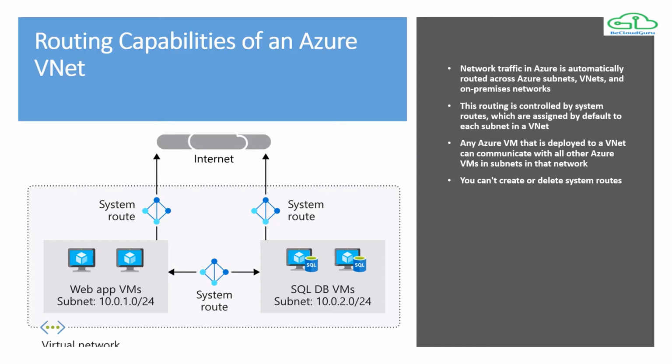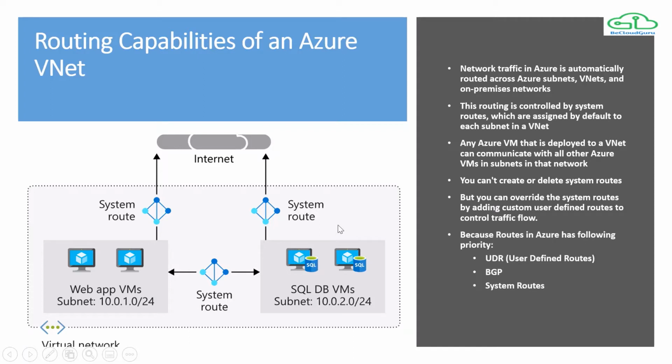It happens with the help of system routes. You cannot create or delete system routes. They are taken care of by the Azure platform automatically. But you can override the system routes by adding custom user-defined routes so that you can control the flow of this traffic.